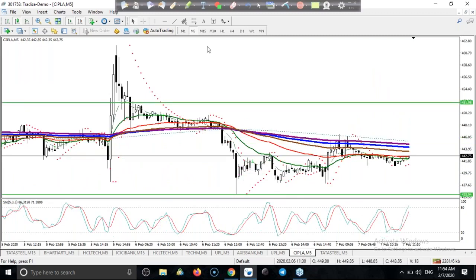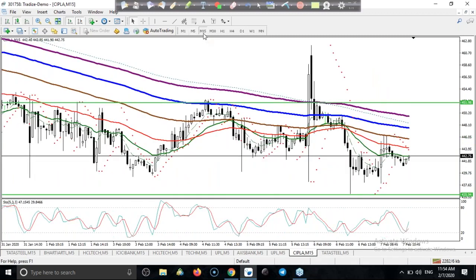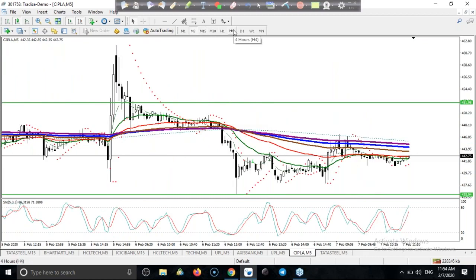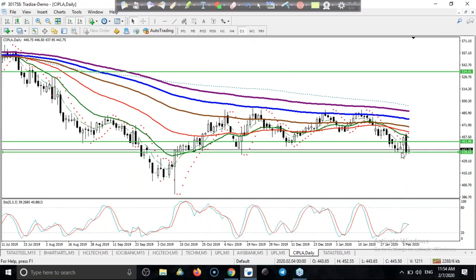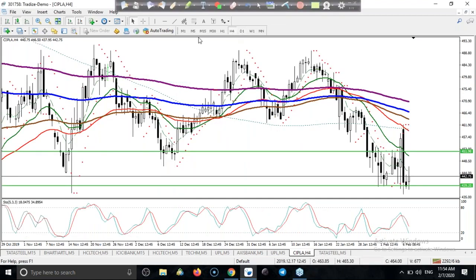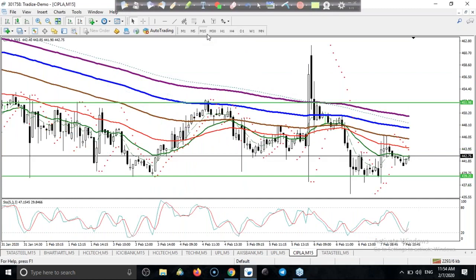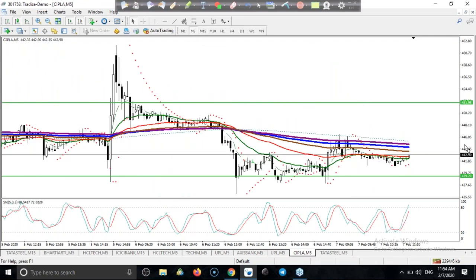Next, jump to Cipla. Cipla is running in a downtrend, so we are looking for a short here. Let me check if there are any support or resistance lines. Yeah, we can see support there. So it looked like a buy opportunity, oh sorry, sell opportunity, because on the daily chart we have seen multiple rejections from this area. On the H1 chart you can see multiple rejections. On the 15 minute chart, price is just a little above this support line. And on the 5 minute chart, price is just near this support line.